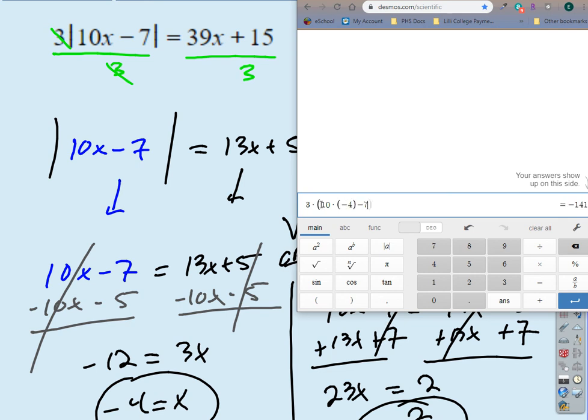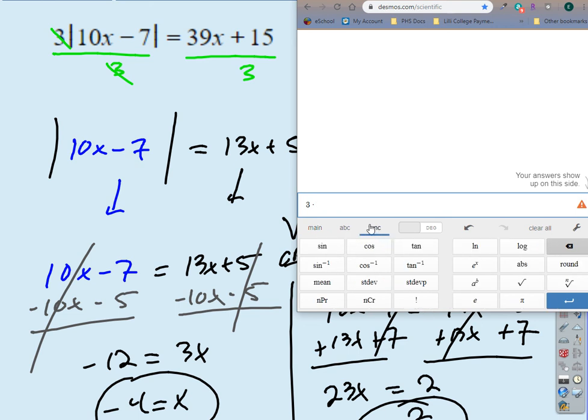So what I really need to do is get rid of that and pull up the absolute value function. So I go to function. On your calculator it might be a little different, but this is just a basic scientific calculator. If I go to function, there's my absolute value. So I get the absolute value of all that stuff, and it gives me an answer of 141.